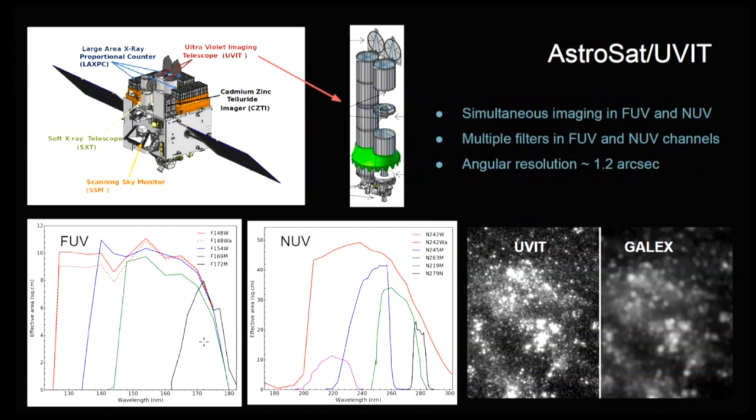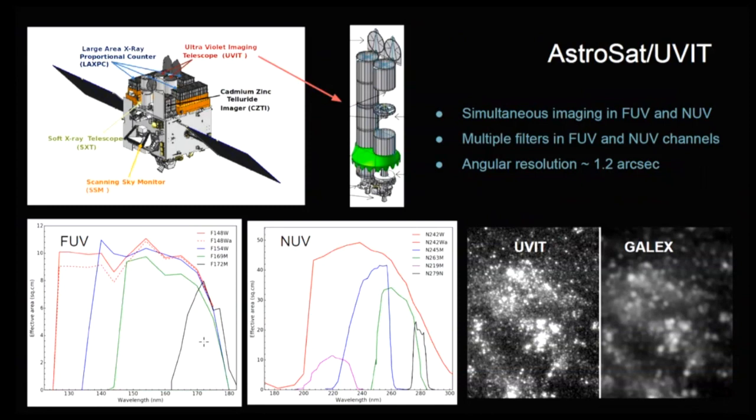Just to briefly say about the instrument we used: this UVIT telescope is onboard the AstroSat observatory, India's first multi-wavelength observatory, launched in 2015. This telescope observes in the far UV and near UV, and these are the filter systems installed in the telescope. We have multiple filters in the far UV channel and near UV channel, starting from wide band, then medium band and narrow band filters. It can simultaneously observe in the FUV and near UV channel with multiple filter options, and the angular resolution is about 1.2 arcsecond.